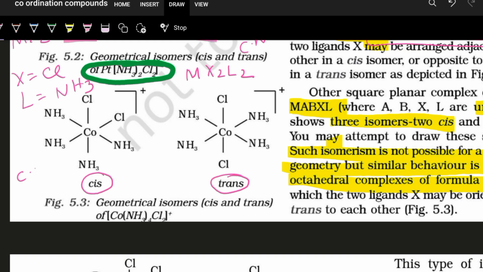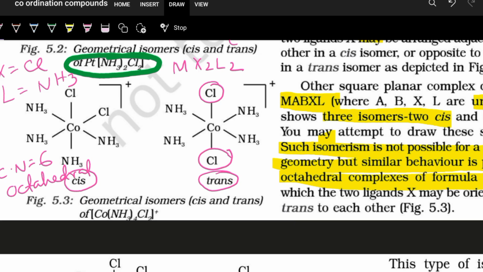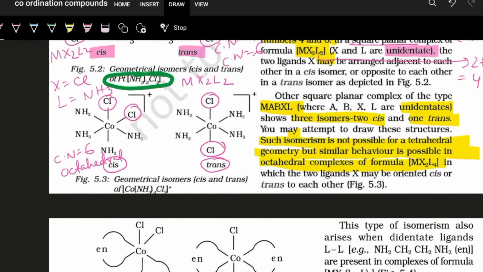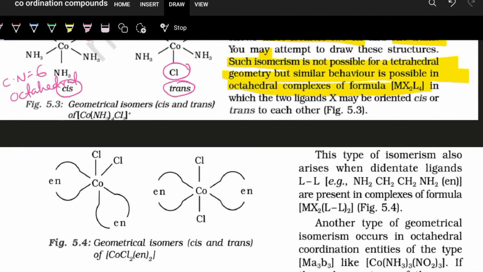This is a coordination number equal to 6, which is an octahedral complex. In an octahedral complex, if the two Cl groups are anti to each other at a maximum distance apart, then it is a trans isomer. And if they are in adjacent positions like this, it is a cis isomer. So this is a type of geometrical isomer which can be represented in an octahedral complex.